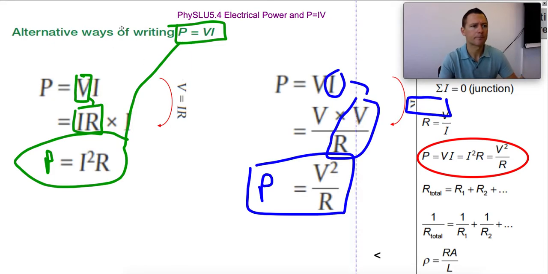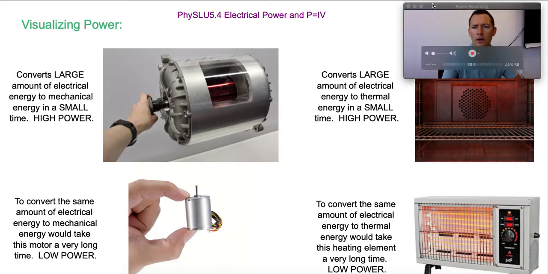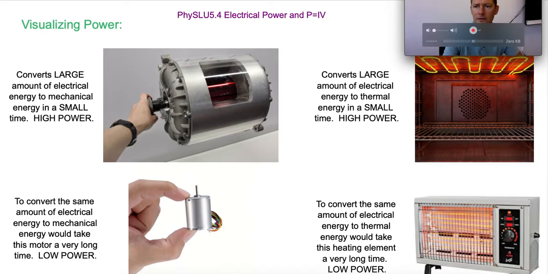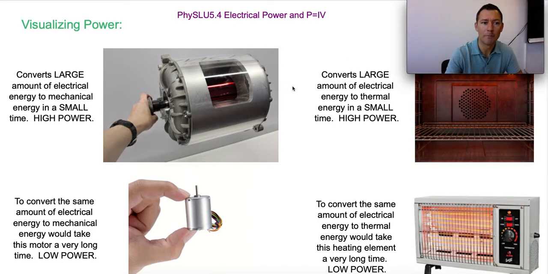Neat. All right. So let me just give you some context. This is a Tesla motor, right? Look how big it is compared to this person's hand. It's massive. It drives these cars really fast. So this can take a lot of chemical energy from the batteries and turn it into mechanical energy, like velocity, right? It can change a large amount of the electrical energy into mechanical in a small amount of time.